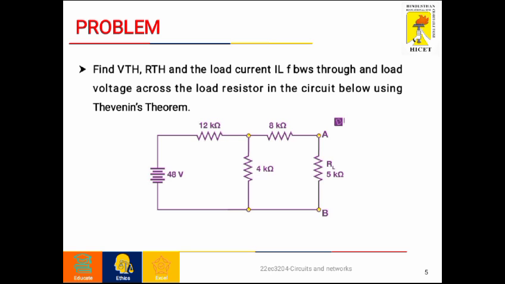So we will discuss Thevenin's theorem easily along with one simple problem. The problem is to find V Thevenin, R Thevenin and the load current IL flowing through the load resistance in the circuit given below. Here 48 volt represents the battery, 12 kilo ohm and 4 kilo ohm resistances are connected in series, 4 kilo ohm and 8 kilo ohm are connected, and RL represents the load resistance, that is 5 kilo ohm.